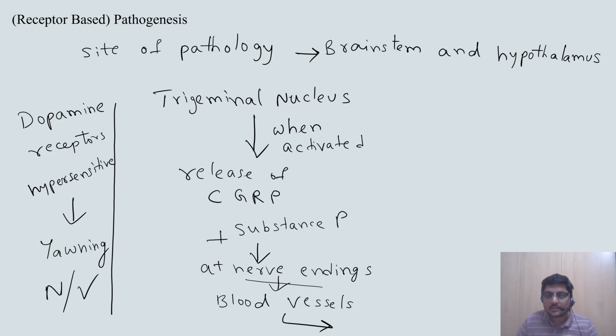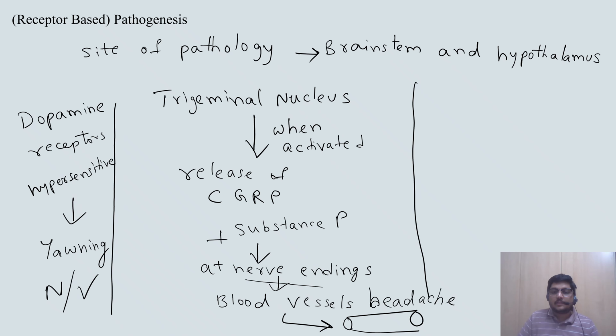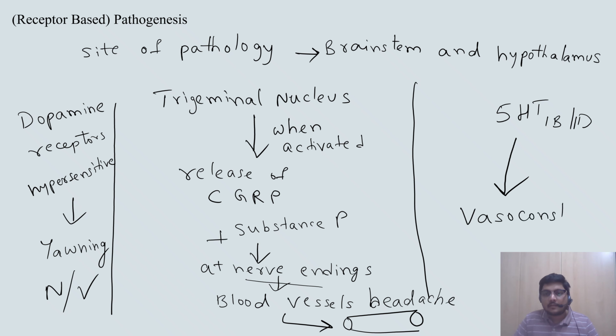What happens when these blood vessels are stimulated? There will be vasodilation, which causes headache in the patient. Due to blood vessel dilation, it causes headache. Then how is it tackled? In the blood vessels, we know there are serotonin receptors of subtype 1b and 1d. What is the role of these receptors? When an agonist acts on them, the same process happens but in the opposite direction and under a different receptor. When these are stimulated, there will be vasoconstriction, which causes relief of migraine.